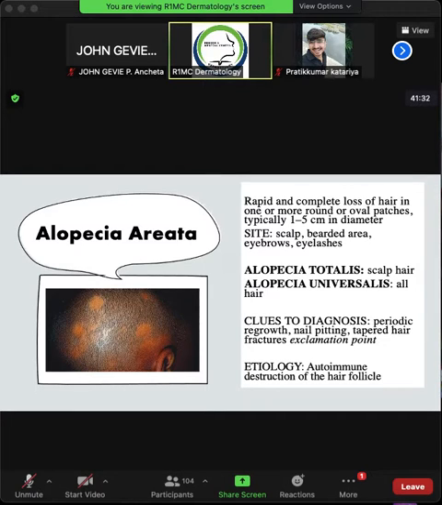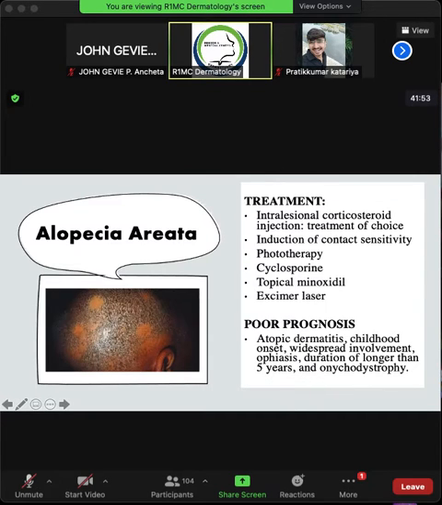Clues to diagnosis are your periodic regrowth, nail pitting, tapered hair fractures, and exclamation point hairs, and it is usually associated with autoimmune destruction of your hair follicle. Treatment includes your intralesional steroid injection, which is the treatment of choice. We can also induce contact sensitivity, use phototherapy, give cyclosporine, topical minoxidil, and laser therapy.